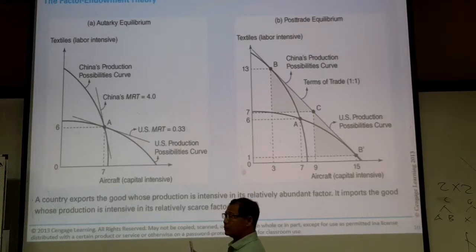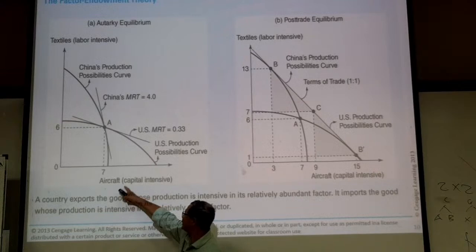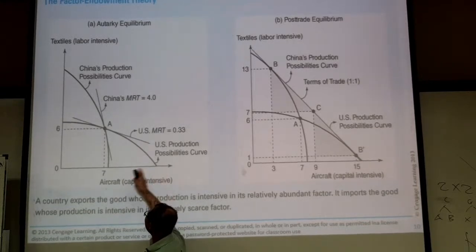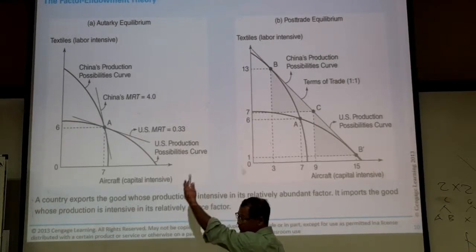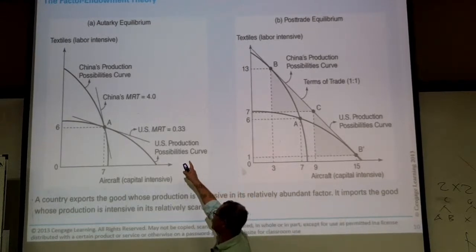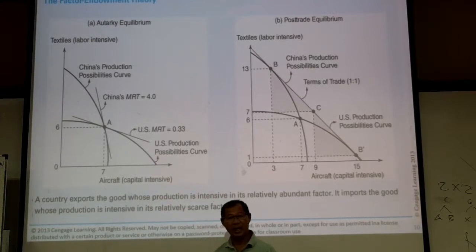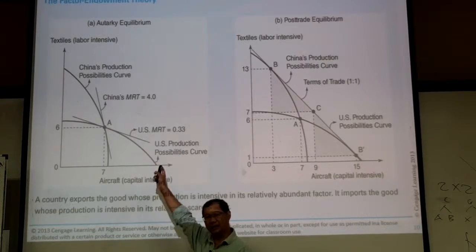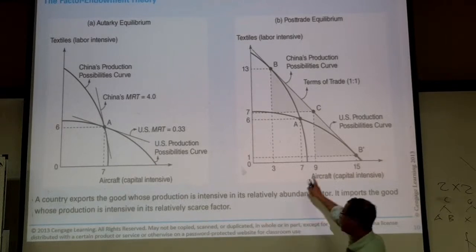So we know United States is capital intensive, K per L is bigger. So it must specialize in capital intensive products, which is aircraft. So specialize here. More aircraft, reduce production of textile. China opposite. So now we trade. Oh yeah, before that, US MRT is 0.33, China MRT is 4. That shows high opportunity cost in China to produce aircraft. MRT is bigger.